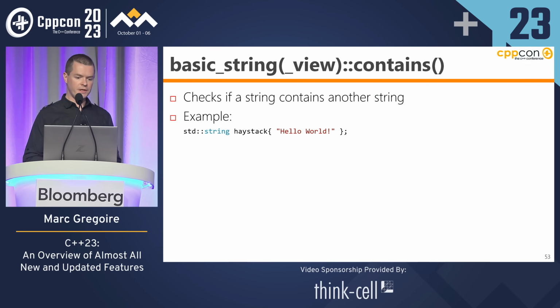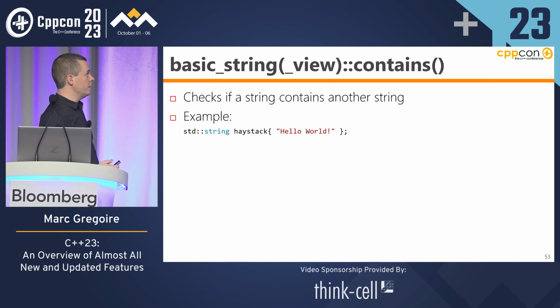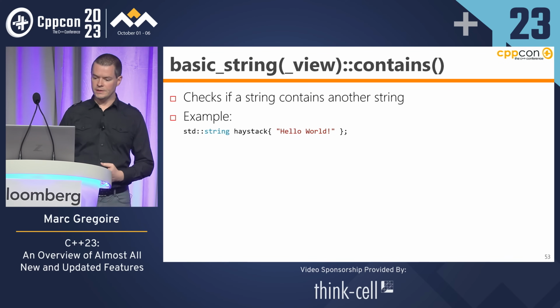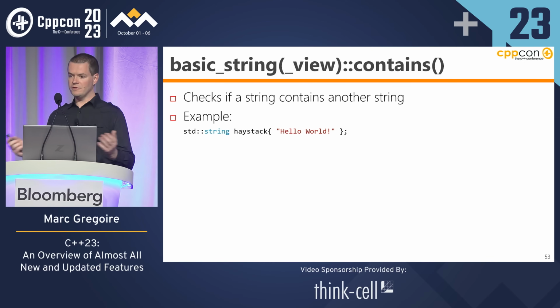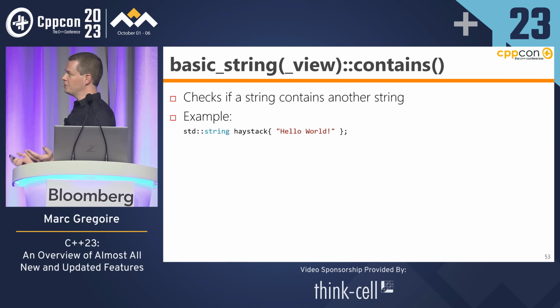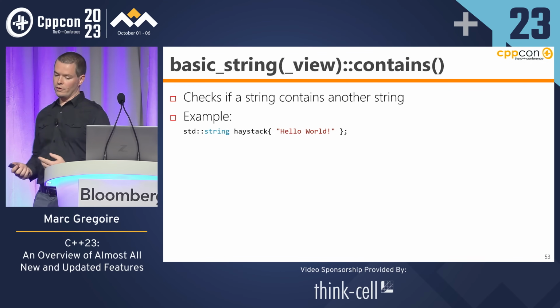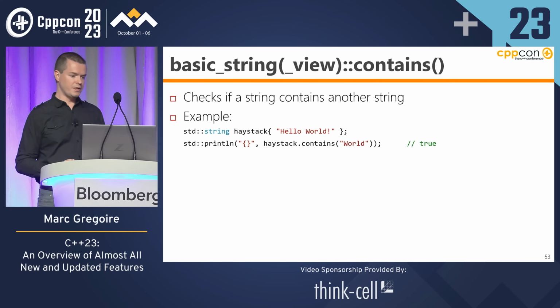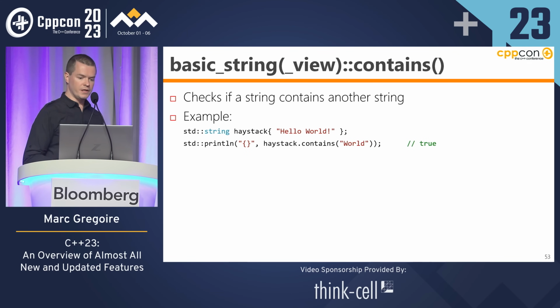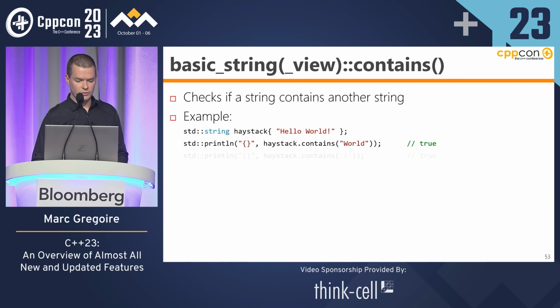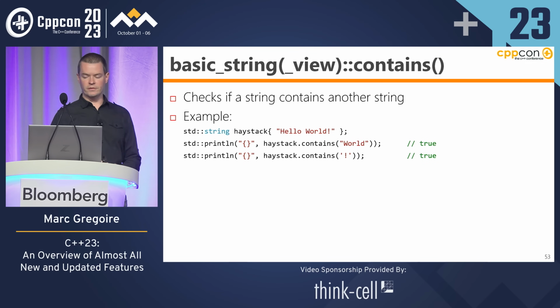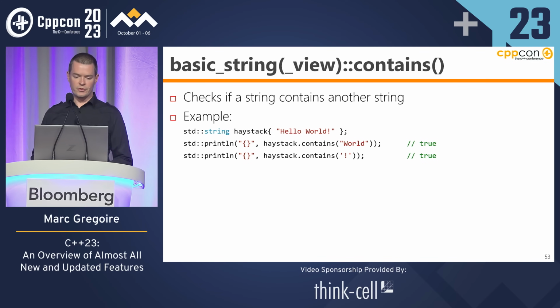This is also interesting: basic string and string view both have a new member function called contains. So now, if you have a string, you can easily check if it contains a character or another string. So here I'm checking if my haystack contains the word world, which is true in this case. Here I'm checking if it contains the character exclamation point.